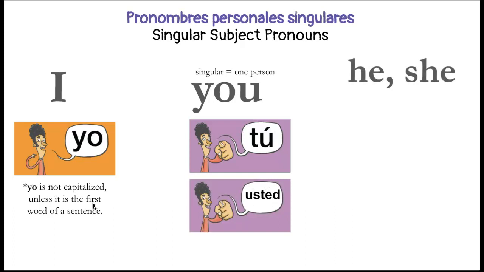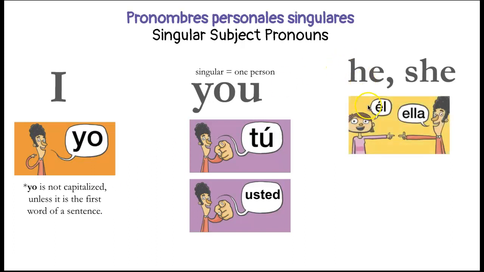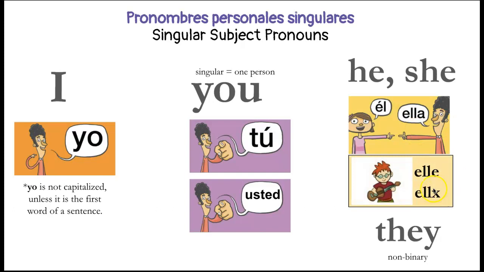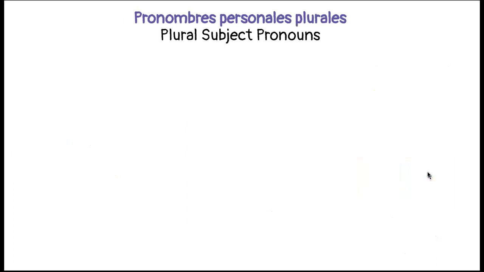Then we have he, she, él, ella. And then for the non-binary pronoun they, singular, when you're referring to only one person, is ella. You can see it with an X or an E, but you pronounce it the same, ella. It doesn't matter if it's with an X or an E, you always pronounce this ella. So we have yo, tú, usted, él, ella, ella. Okay? Now we're going to go with the plural subject pronouns.